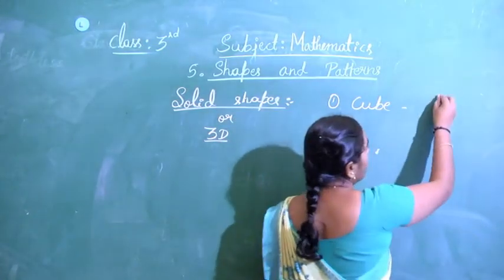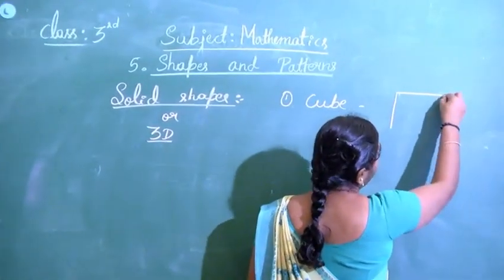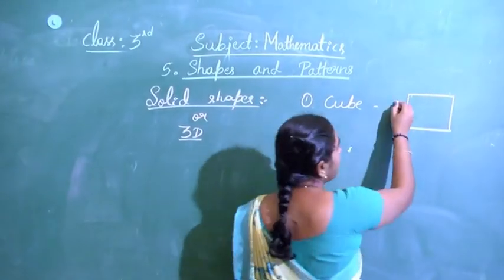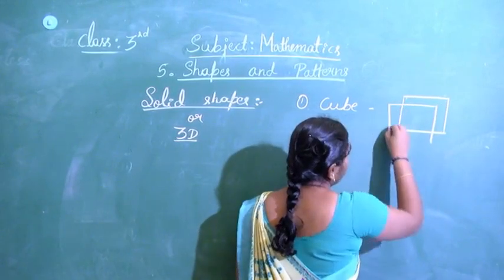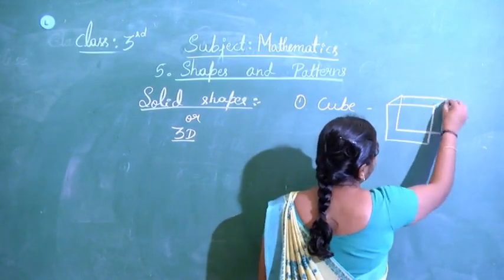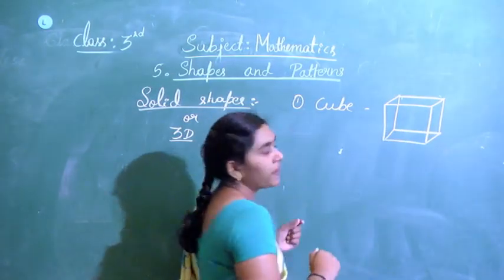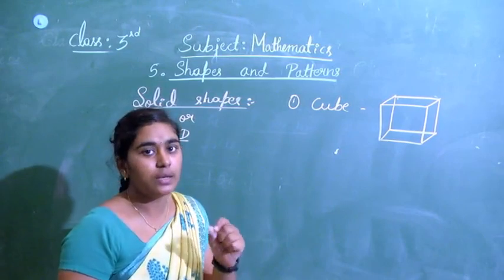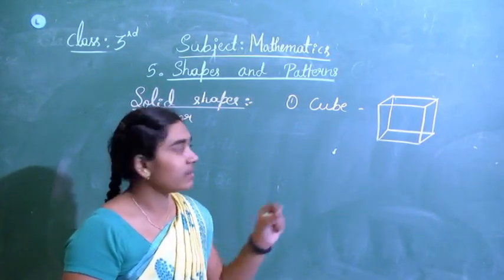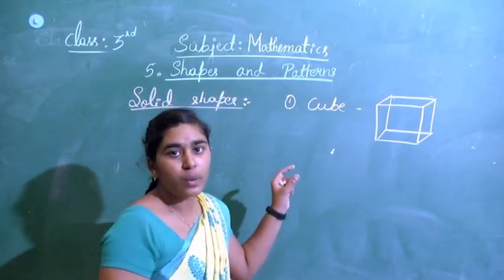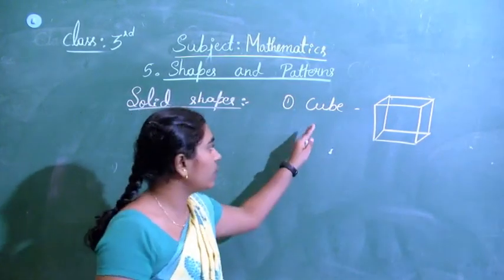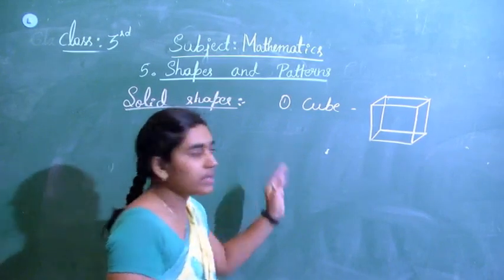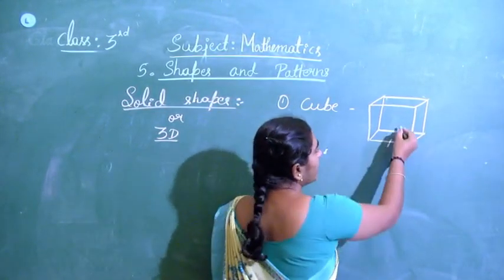The examples you can give for the cube are an ice cube, or else the dice which you play snake and ladder with. The cube is another form which came from the plane shape of a square. Any side of the cube, if you observe, you will get a square. Each side is a square here.